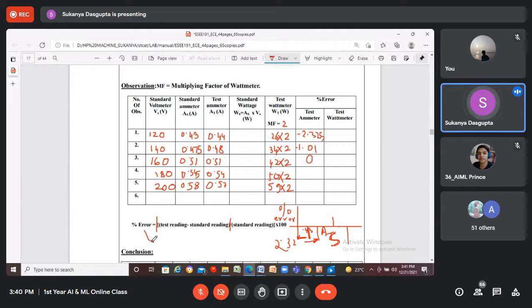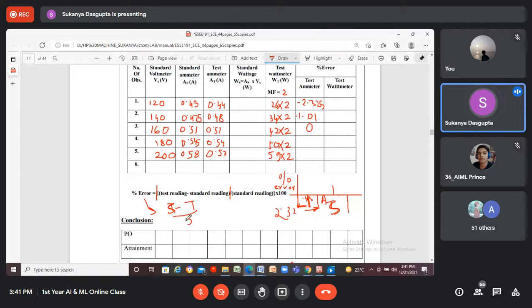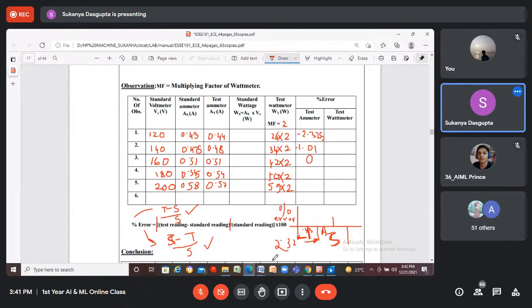See, percentage error can be either true minus test by standard. I'm taking this one, standard minus test, for the first two. Or you can consider true minus test, minus standard by standard. Both are correct. But ma'am, the units will be different. Standard minus test by standard is fine.